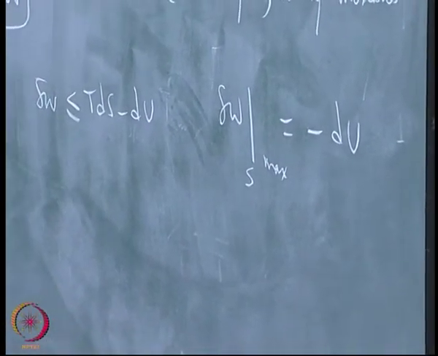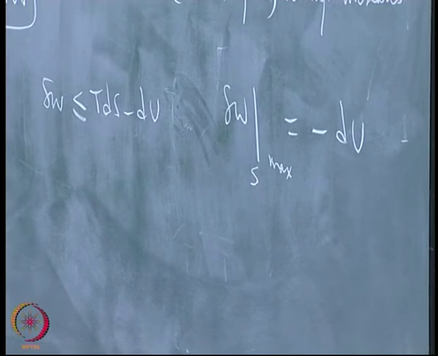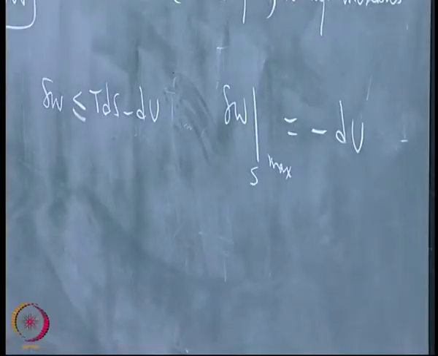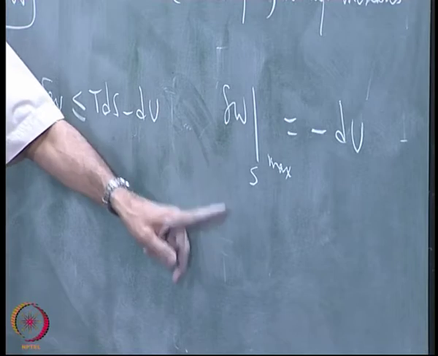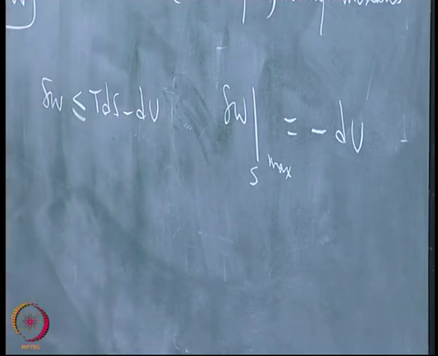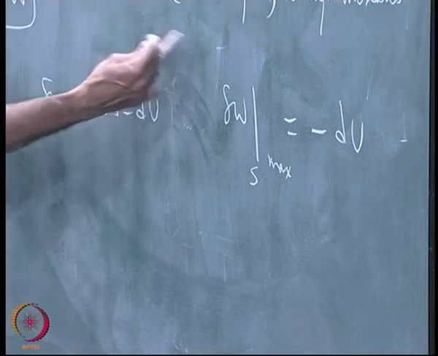So an absolutely trivial result, but if I know a system goes from state 1 to state 2 and I know the difference in the internal energy, minus of that is the maximum work I can get out of the system at constant entropy. But this is not the most useful way of writing it.